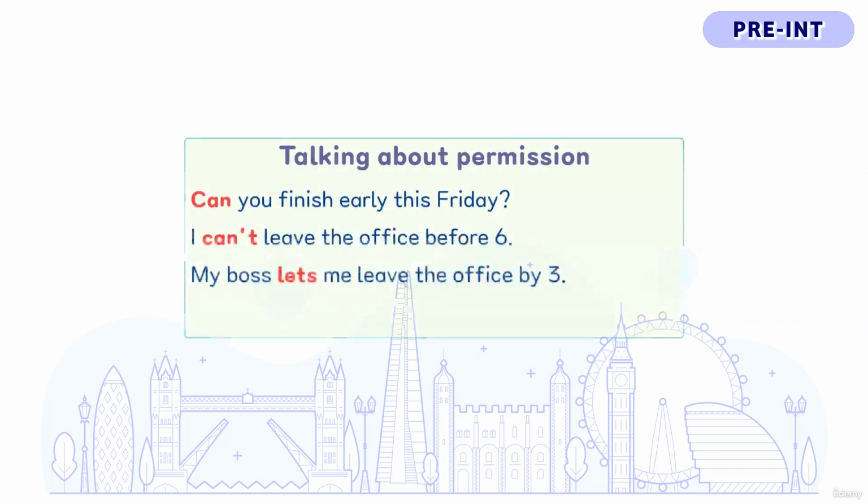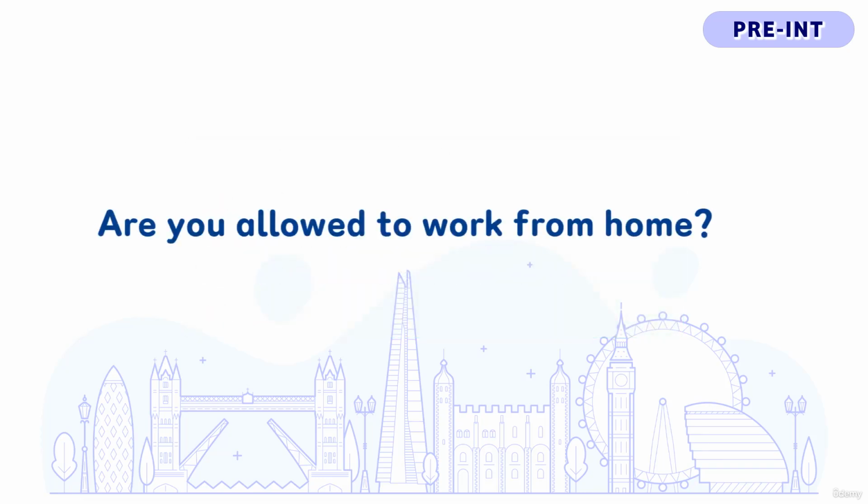In the previous lesson, we focused on using the modal verb can and the verb let to talk about permissions. However, another key word is the verb allow. And to ask if someone is allowed to do something, we can ask a question like this. Are you allowed to work from home?